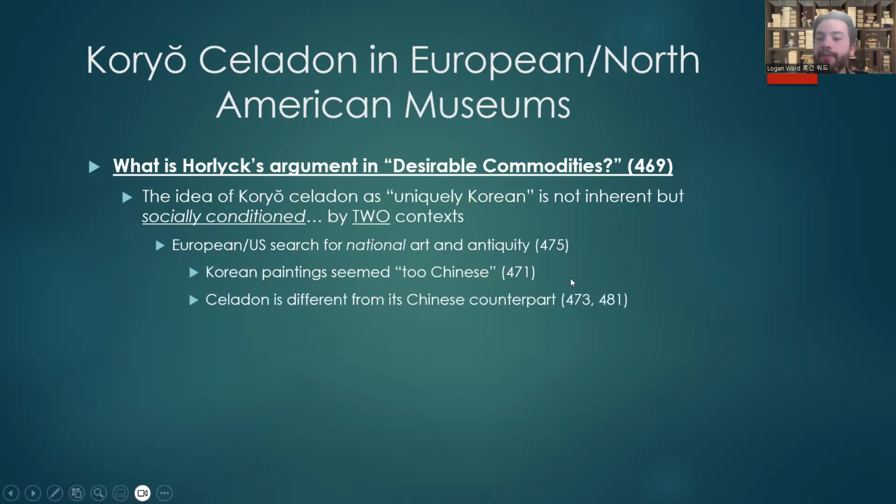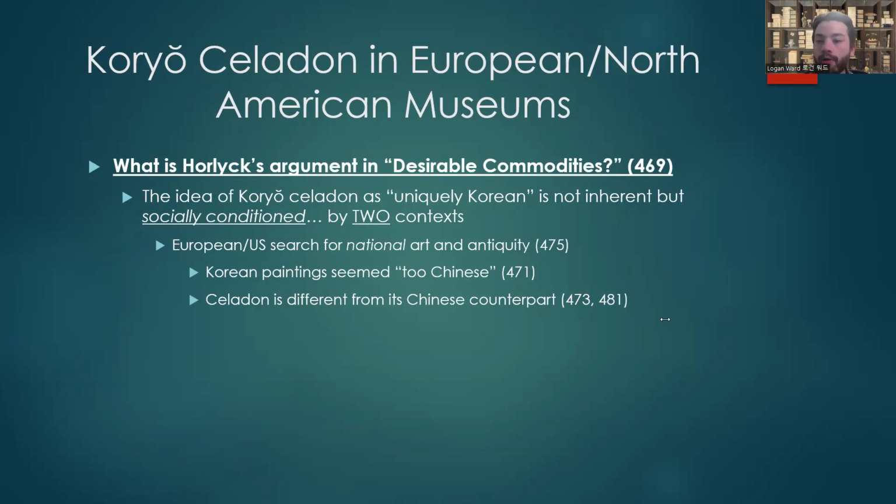Exactly. But celadon, on the other hand, looked different. So there is celadon in Chinese history. It's called Yue ware. But the Korean celadon looks different from that Yue ware from Chinese history. So they were able to make that kind of distinction between Chinese and Korean art. And so that's why they settled on Goryeo celadon, right? That's what Horlick is arguing, right? Exactly. So what Kate says here is a good summary of it, right?